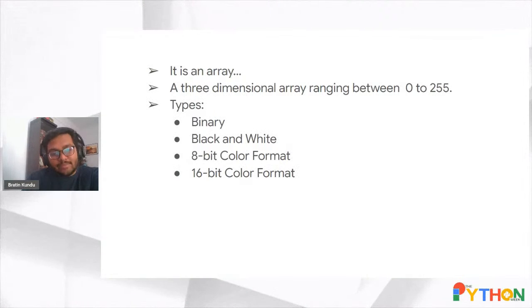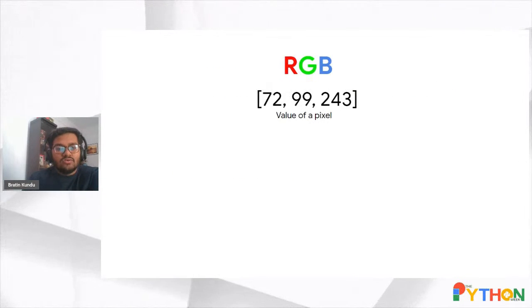And there are also other types of image: binary, then black and white format, then you have an 8-bit color format and a 16-bit color format as well. So these are all the types of images. Binary deals with, as you all know, 0 and 1. Black and white is kind of a grayscale, and then 8-bit color and 16-bit color format. RGB basically deals with the 16-bit color format.